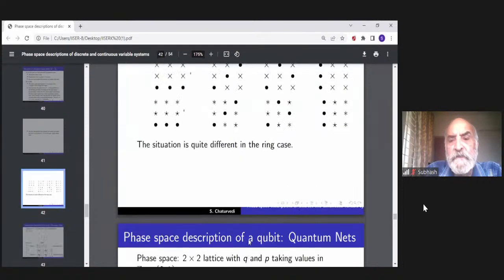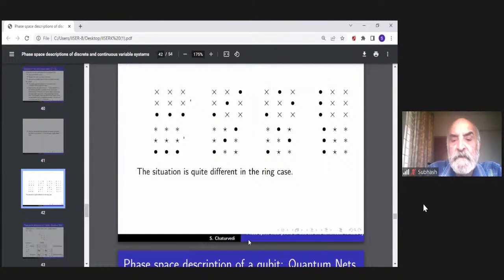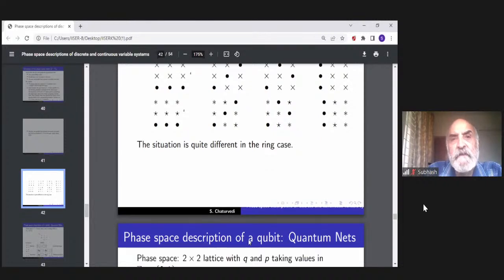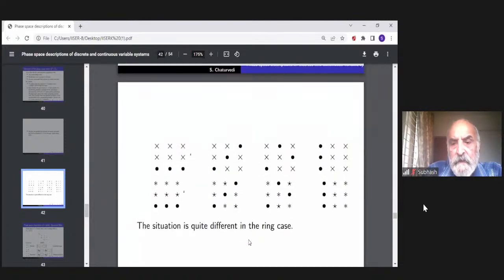Let me now indicate to you the strategy of arriving at phase space descriptions through the work of Wootters and our approach. Now what happens is that here you've got d squared minus d plus 1, sorry.